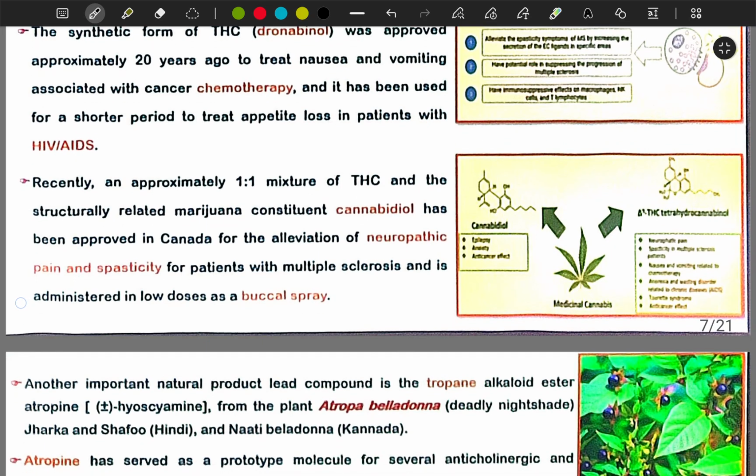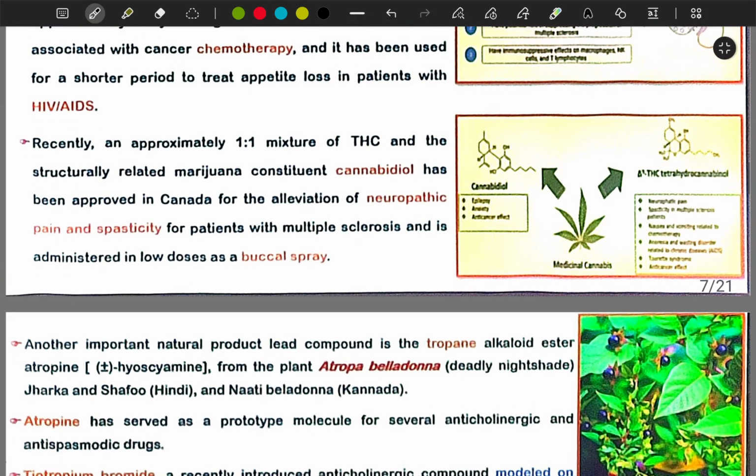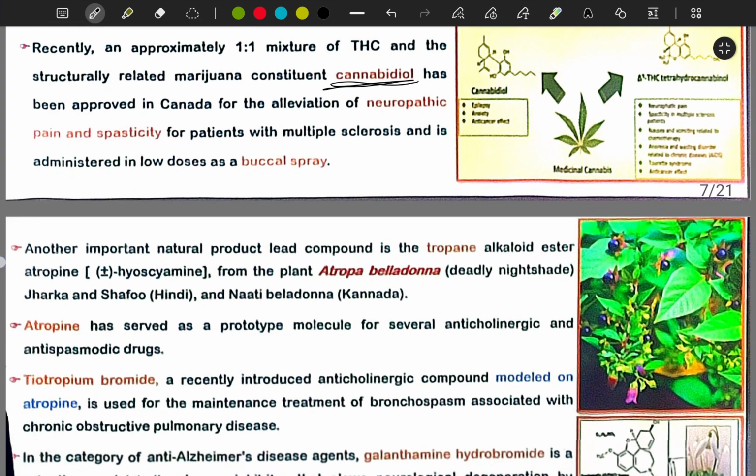Recently, an approximately 1:1 mixture of THC and the structurally related marijuana constituent cannabidiol has been approved in Canada for alleviation of neuropathic pain and spasticity for patients with multiple sclerosis, administered in low doses in a buccal spray.